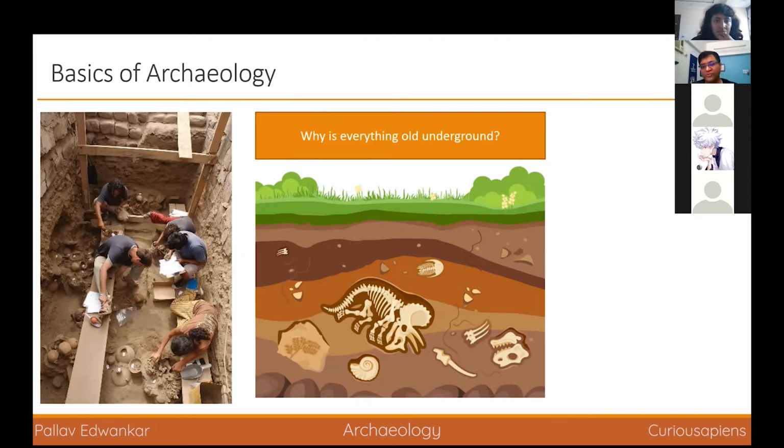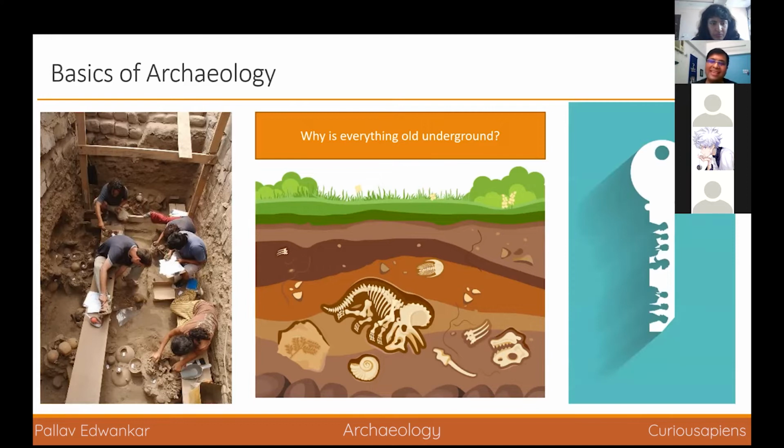Through thousands of years, anything that is left on the ground slowly starts sinking into it, either through natural catastrophes or by natural means. Now, what are the key concepts of archaeology? The first is a site.